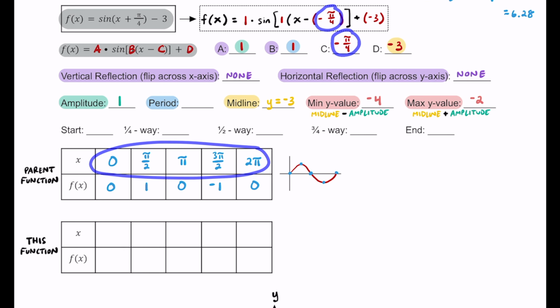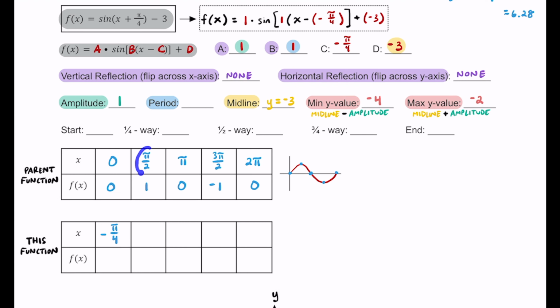So taking this into consideration, let's go ahead and take the 0 here and shift pi over 4 units to the left. So 0 take away pi over 4, that's going to end up being negative pi over 4. So that's a shift of pi over 4 units to the left.